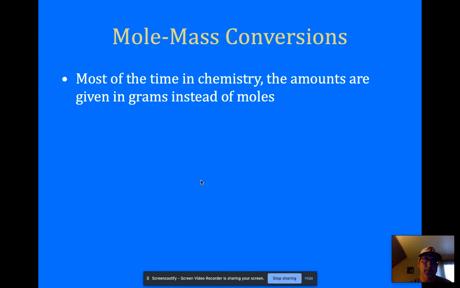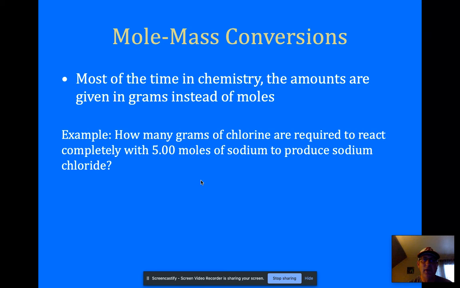So most of the time in chemistry, the amounts are given in grams instead of moles. However, if you have to convert moles to grams, if you're given a mole amount, then this is what you will be doing, some mole to mass stoichiometry. So this would be where you're given moles of one substance and you're asked for grams of another substance. So this first example, this really isn't in your notes, just for you to follow along. So here's the balanced equation. Remember, all stoichiometry starts with a balanced equation. You have to have that.